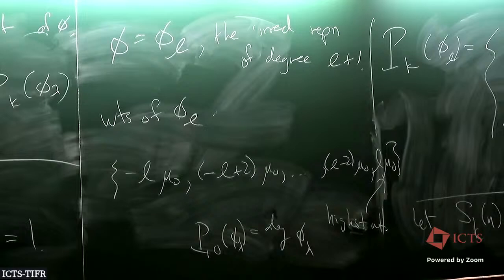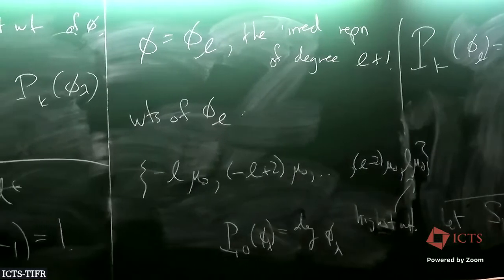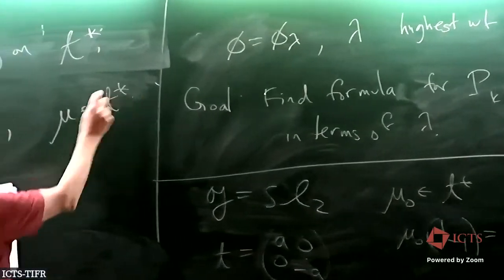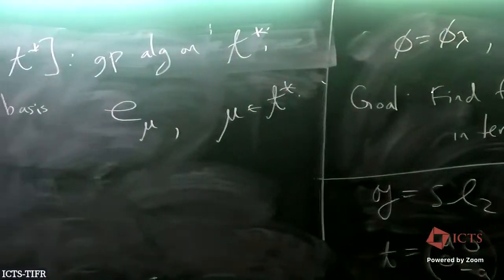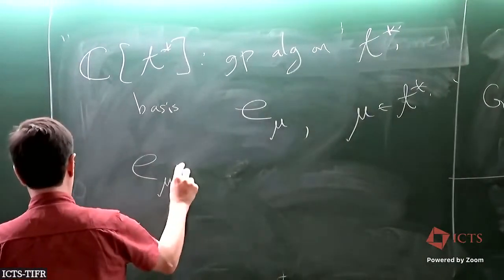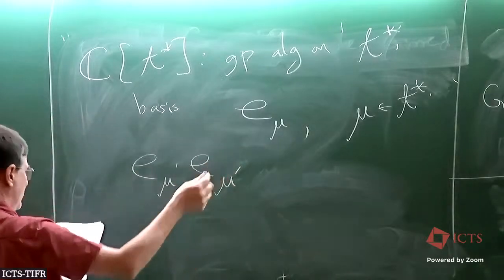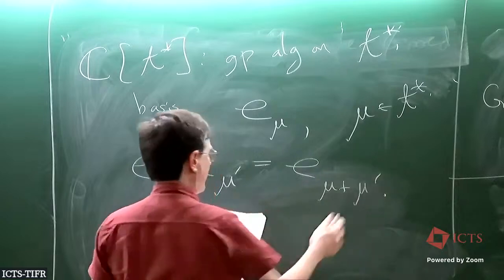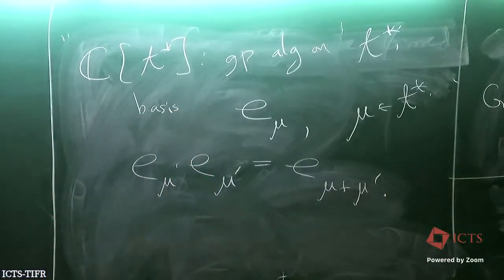Okay, so I need to introduce another object. This is the group algebra on the additive group of T star. It has a basis, which I'll write as e^mu, as mu varies over T star. So it's the group algebra for this infinite group, and the multiplication is like this. So it's a ring.